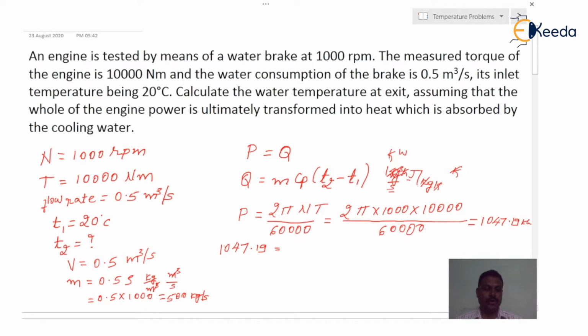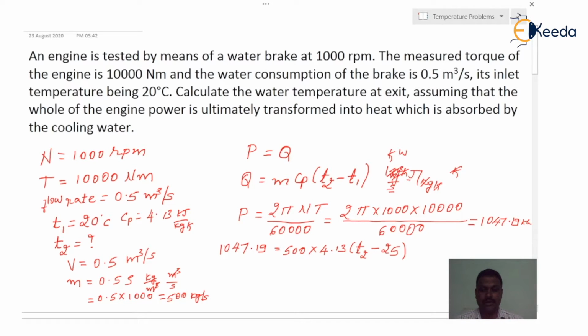Now let us substitute this here. So this will be 500 kg per second into Cp of water, which is 4.13 kilojoules per kg Kelvin. I am taking it in kilojoules per kg Kelvin because on the left hand side the power is in kilowatt, so to make them equal, I have made it kilojoules per kg Kelvin. So it is 4.13 into T2 minus T1.